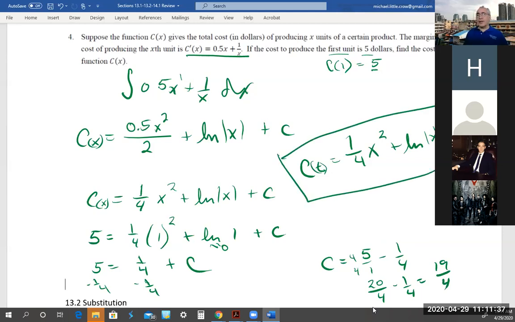So that's the original cost function, not the marginal. On the test, is it always going to be a fraction, or can it sometimes be a decimal? It could be a decimal, so they could have it as 0.25, and this would be 4.75. If the multiple choice gives you fractions, you could turn those fractions into decimals. You just have to be able to match them up.